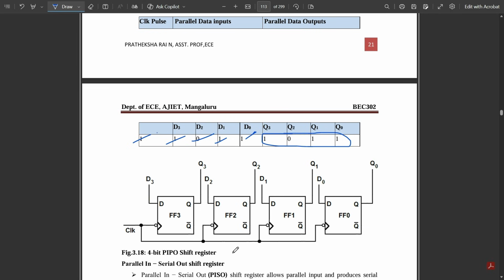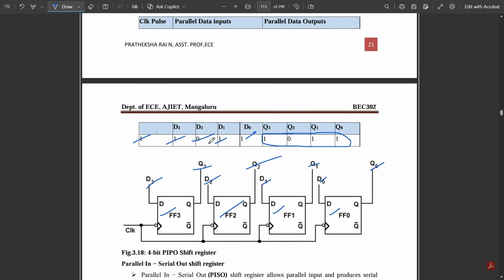According to the block diagram, there are 4 flip flops used, and this clock pulse is common for all. And you see here what happens: whatever is given at D3 would be the same as Q3, that is D3 equal to Q3, then D2 equal to Q2, D1 equal to Q1, D0 equal to Q0. So there are parallel data inputs and parallel data outputs generated simultaneously.